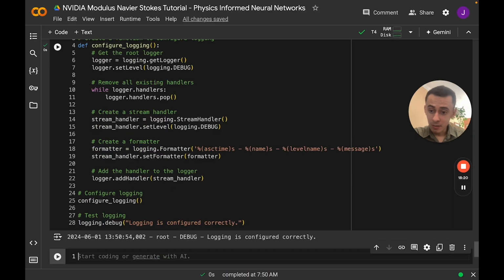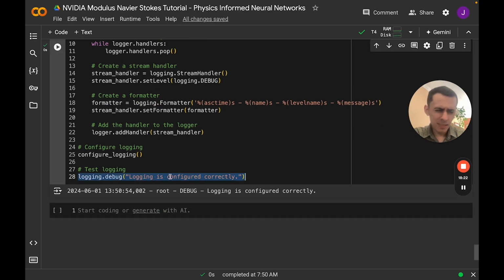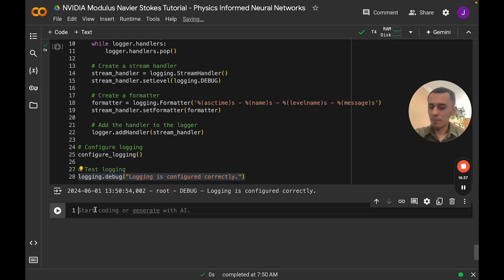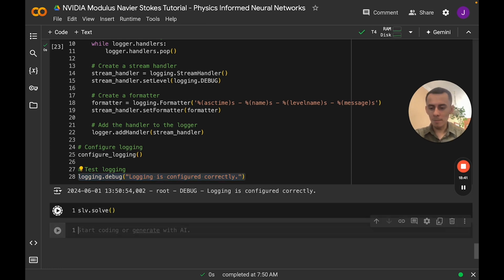So we configure the logging, we test the logging. It's very important that you test the logging. If you don't test the logging, you risk starting the simulation without logs, and that sucks. It's probably better to stop it if you start it and you don't see logs. Okay, so the deciding part: slv.solve. There you go. 1, 2, 3. Let's go.